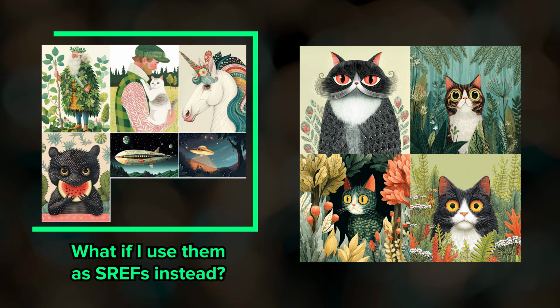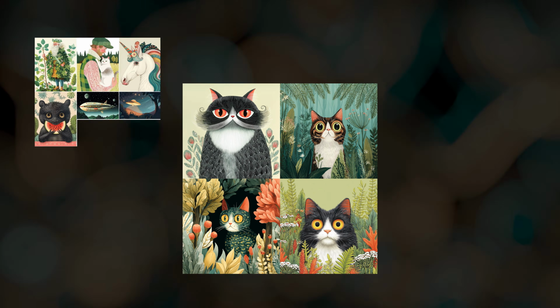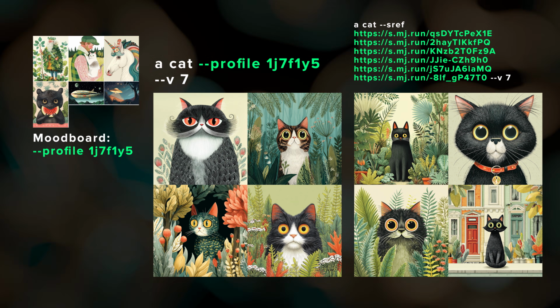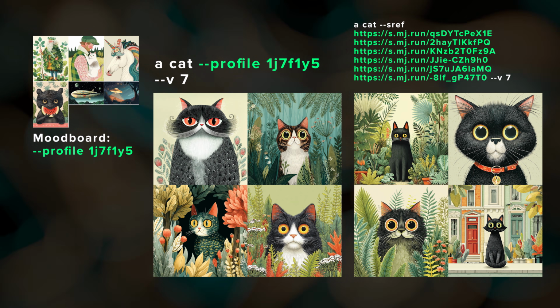If I were to use all 6 of these images as style references, they would all get blended together into this unified style. So in other words, Moodboards give you a consistent theme, but with variety. Style references give you strict unified styling.